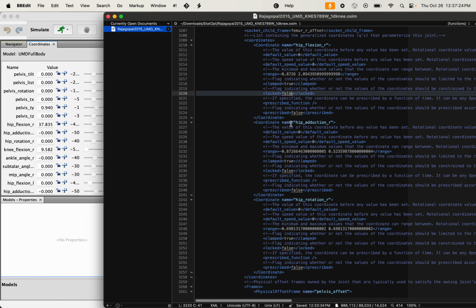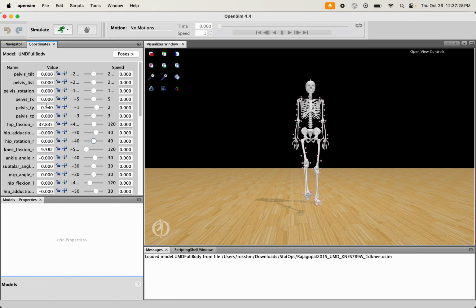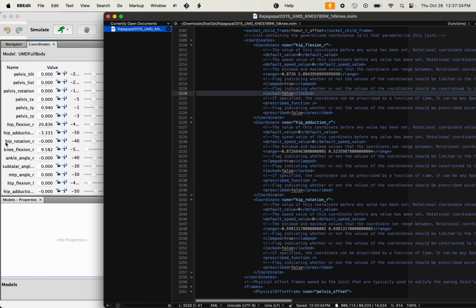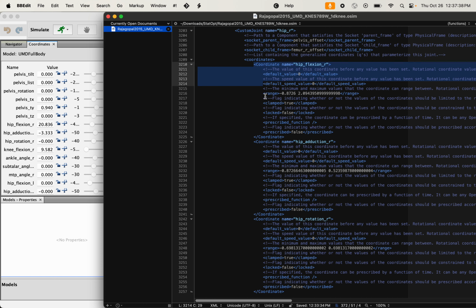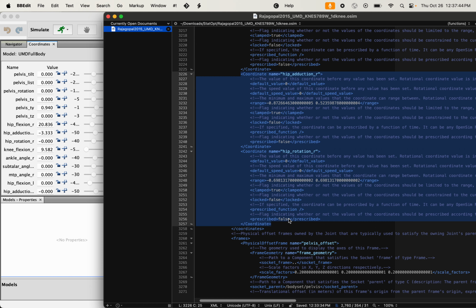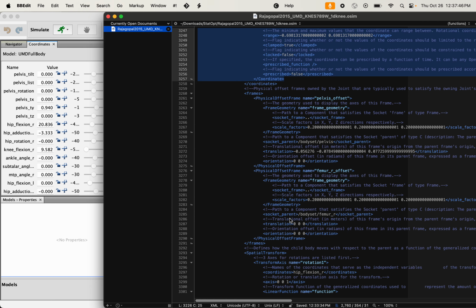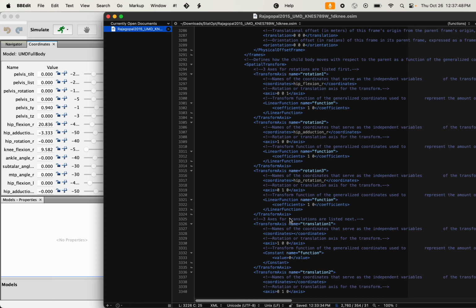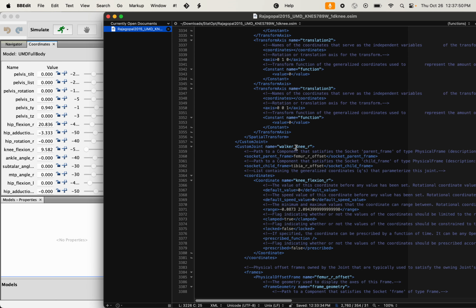Okay, so my hip here has 3 coordinates defined, and it's also got these 3 independent motions here, right? So my knee, since it's just got knee flexion, I'm going to expect that it probably just has 1 coordinate defined here, something like hip flexion. So I'm going to copy these other 2 coordinates. And then I'm going to scroll down here to my knee, which should be the next joint in my list here. Yeah, there's my right knee.